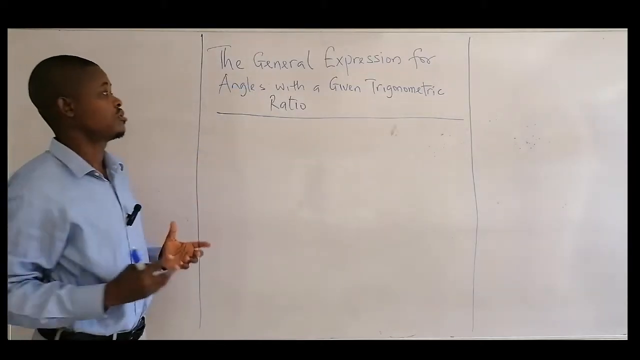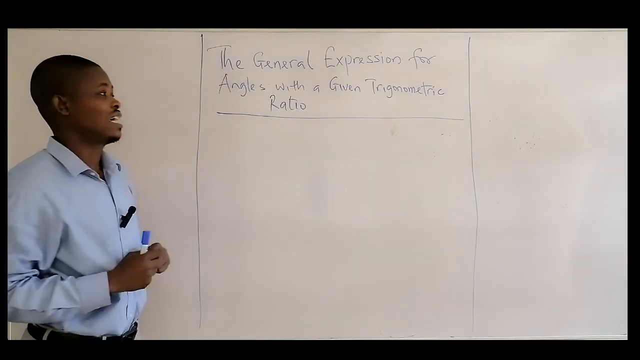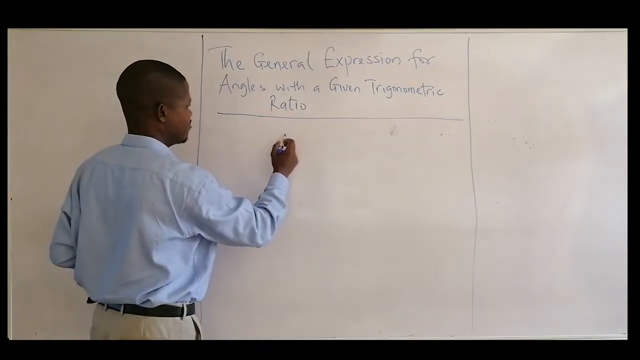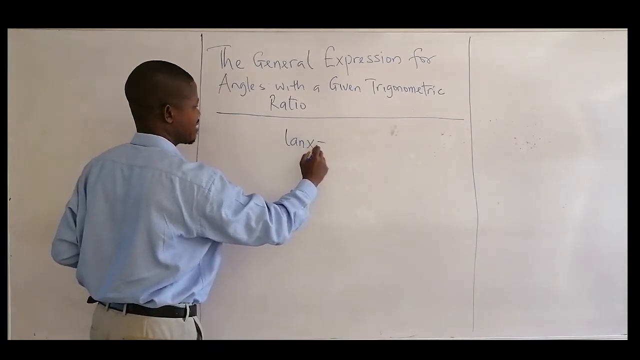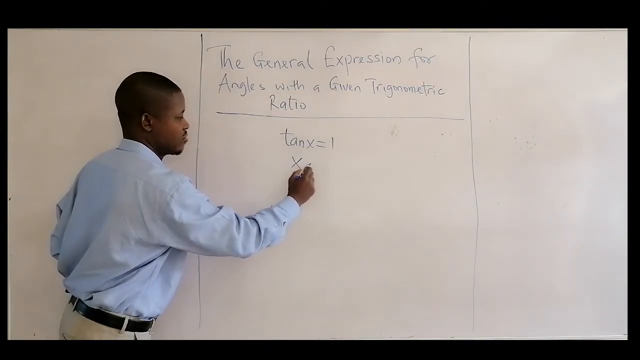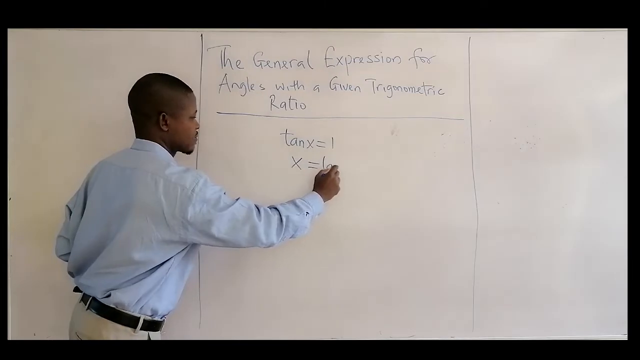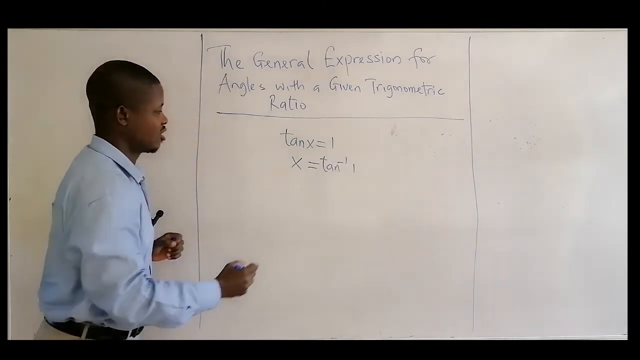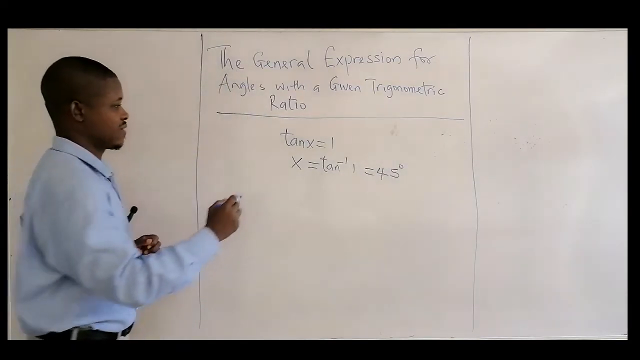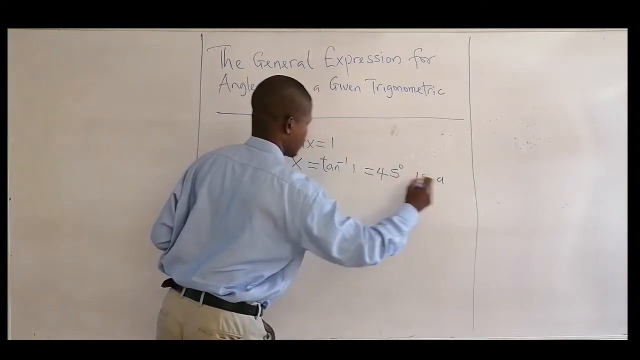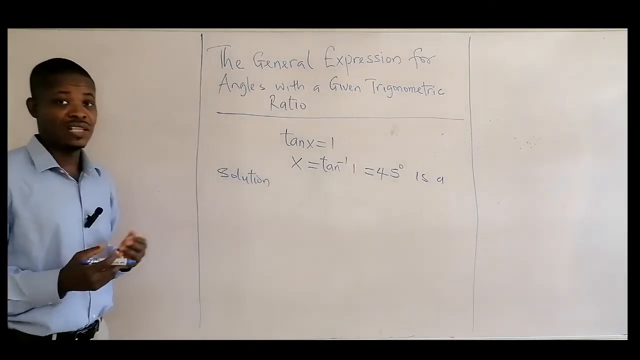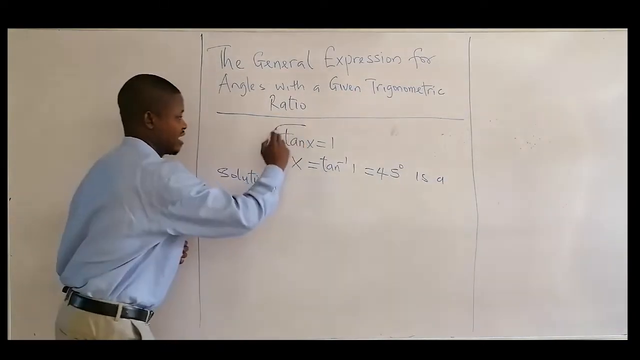Looking at the general expression for angles with a given trigonometric ratio. Let's look at this example: tan x equal to 1. With this we can get the angle, which will be x equal to arctan 1, and that will be equal to 45 degrees. This 45 is just a solution. We can see how all these values are solutions for this equation.